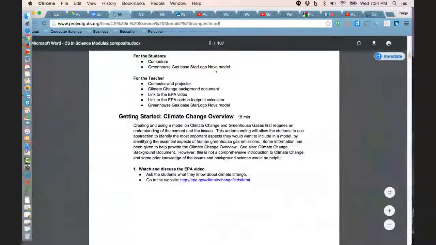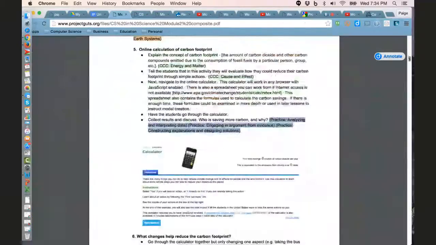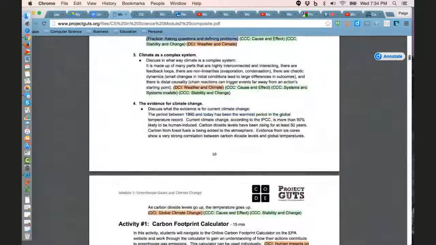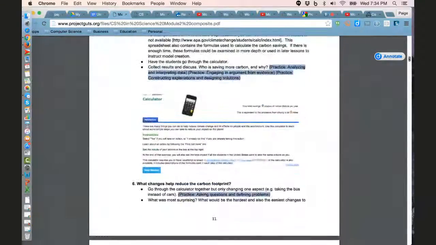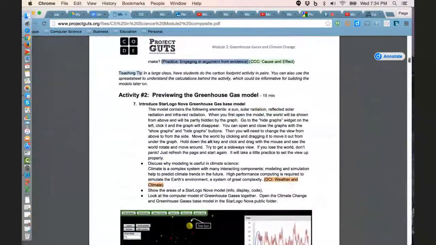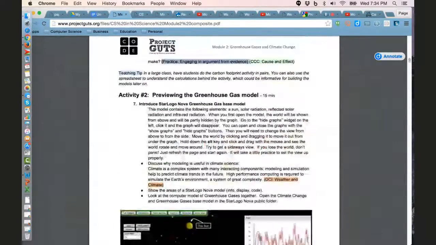So then we have the video that I was talking about. After they calculate it, then they can jump into the video, which is just foundational. It's optional, but I think it's one of the best ones out there for explaining greenhouse gases and how that works. So then lesson 2 jumps us into previewing the greenhouse gas model.